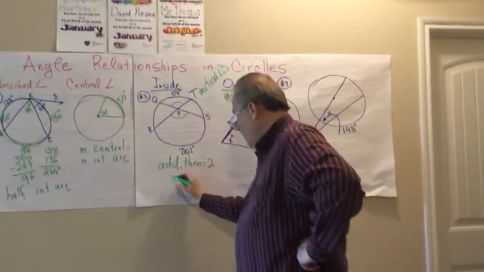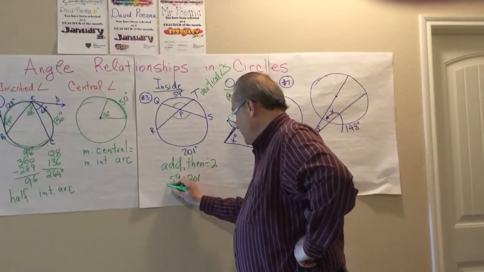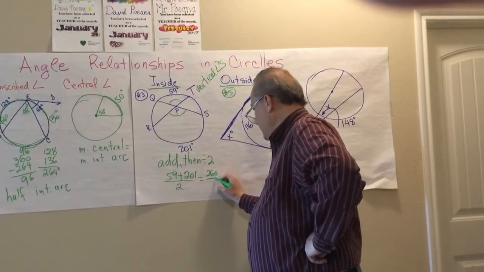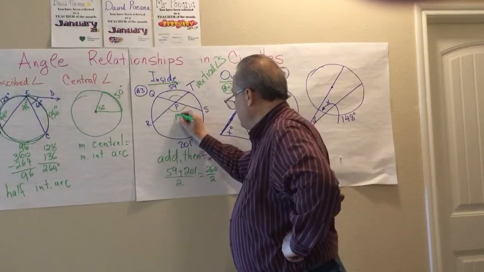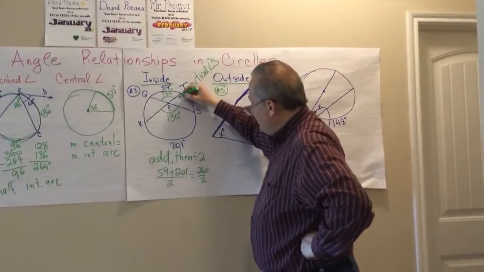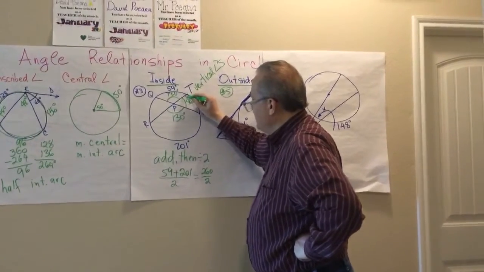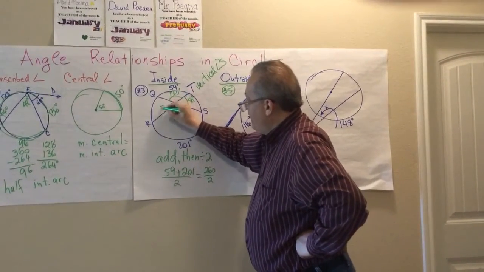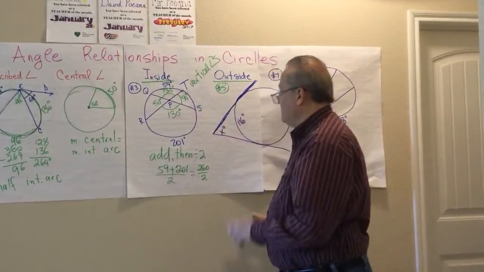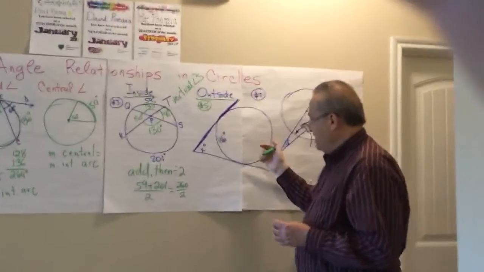59 plus 201 divided by 2. That's 260 divided by 2. You get 130 here and 130 here. Therefore, you know that this is 50 because this is a straight line, together make 180. Therefore, this is 50. Those two are, you said it, vertical angles. Okay, now let's talk about outside.